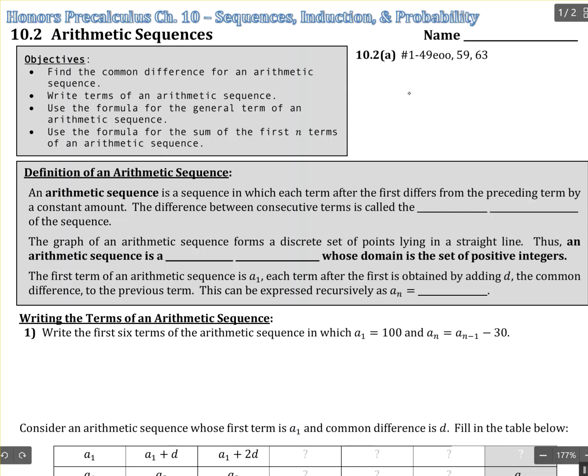Alright, welcome to the video on 10.2 arithmetic sequences. So an arithmetic sequence is a special kind of sequence where each time we basically add or subtract the same number over and over again. Whatever we're adding or subtracting is called the common difference. So that's the common difference.